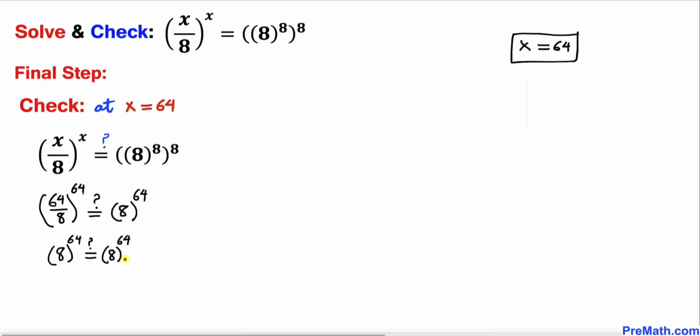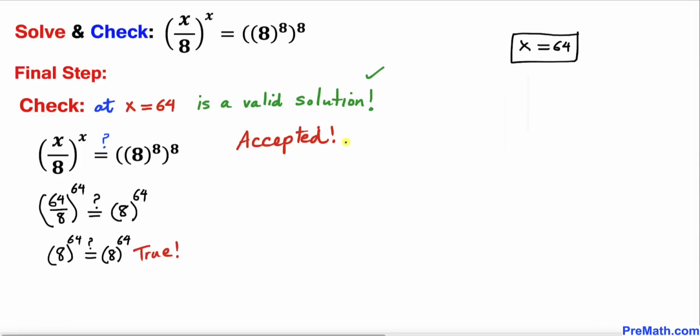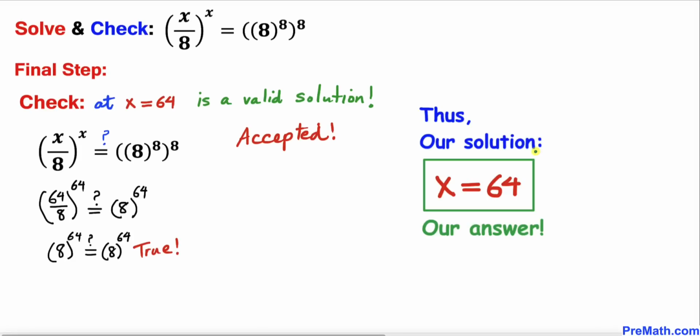Now we can see the left hand side equals to right hand side, and this indeed is a true statement. So therefore we conclude that x equal to 64 is our valid solution. Therefore we are going to accept this solution. So thus our solution turns out to be x equal to 64.